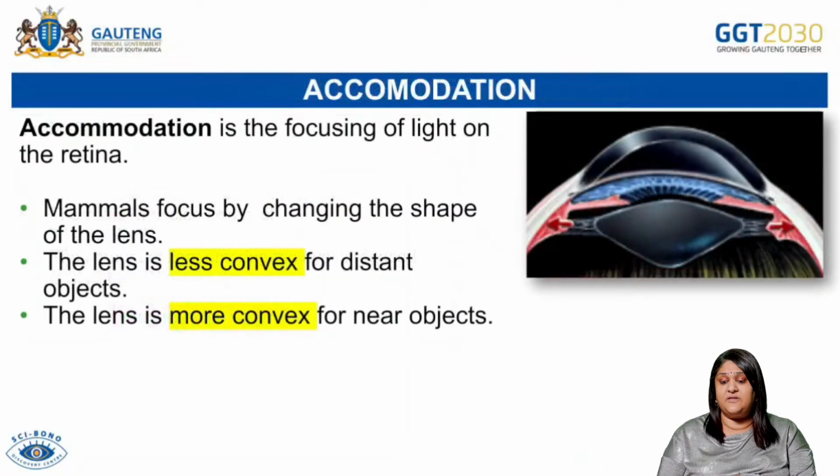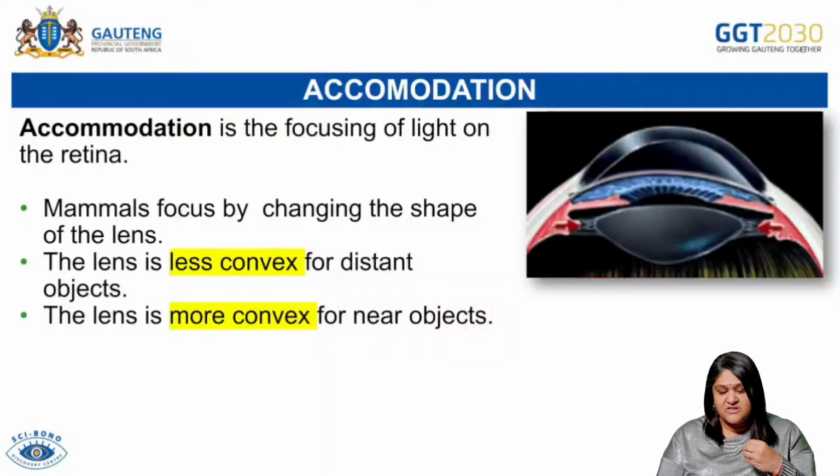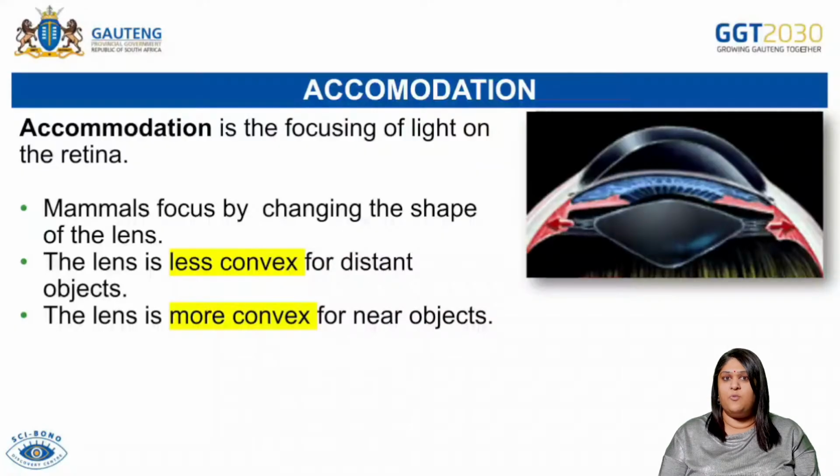Okay, now moving quickly into accommodation. Accommodation is the focusing of light on the retina. So accommodation is different from the pupillary mechanism. In the pupillary mechanism, the stimulus is light, and it's controlling the amount of light that enters the eye. Whereas in accommodation, it is still light, yes, but the function is that it's helping you focus on whether an object is far or near. Mammals focus by changing the shape of the lens. The lens is less convex for distant objects and it's more convex for near objects.